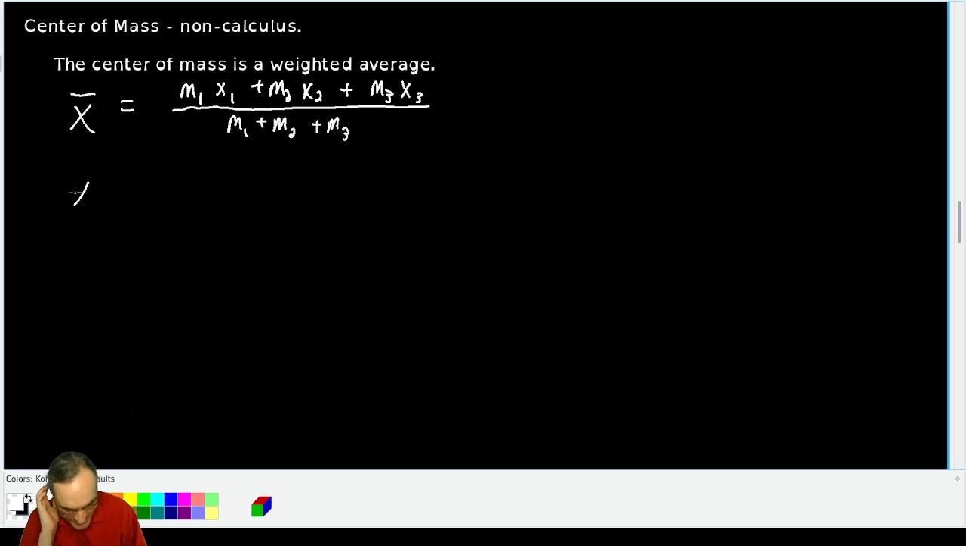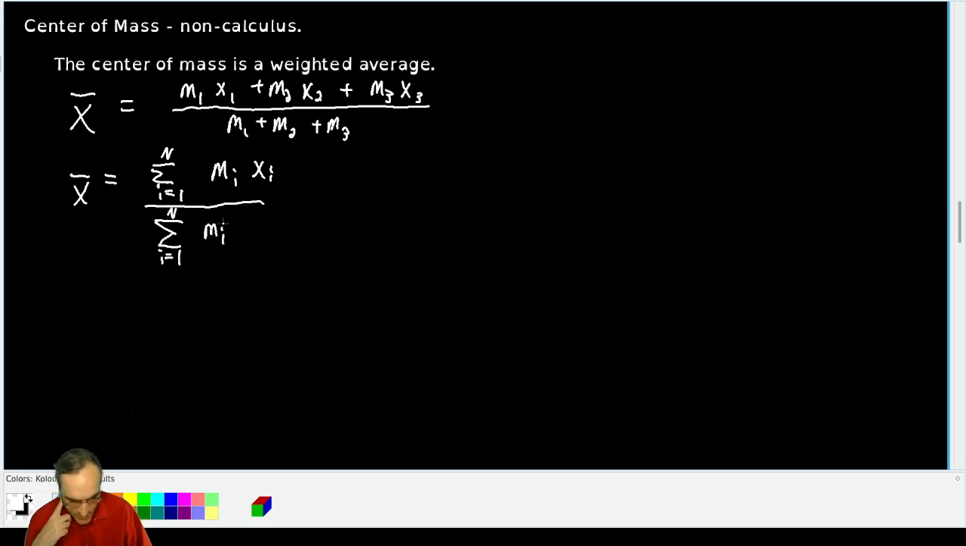If you extend this idea to as many particles as you want, you'd write it as the summation from i equals 1 to however many things of m sub i times x sub i divided by the sum from i equals 1 to n of m sub i. So all the masses added together on the bottom. This handles a single direction.